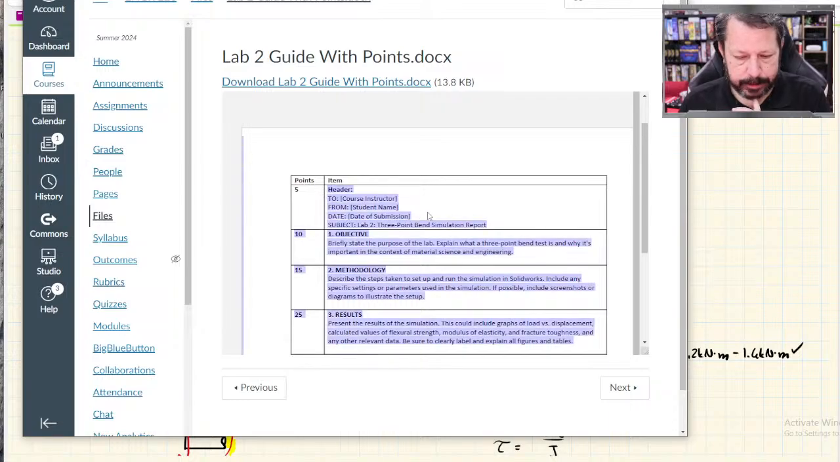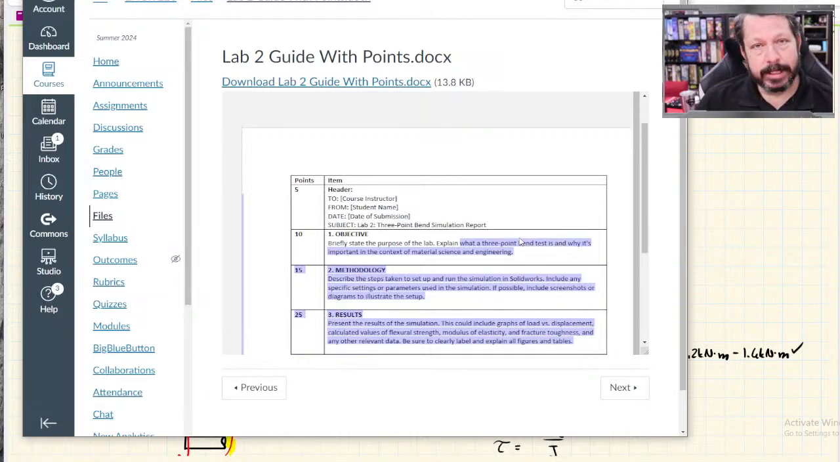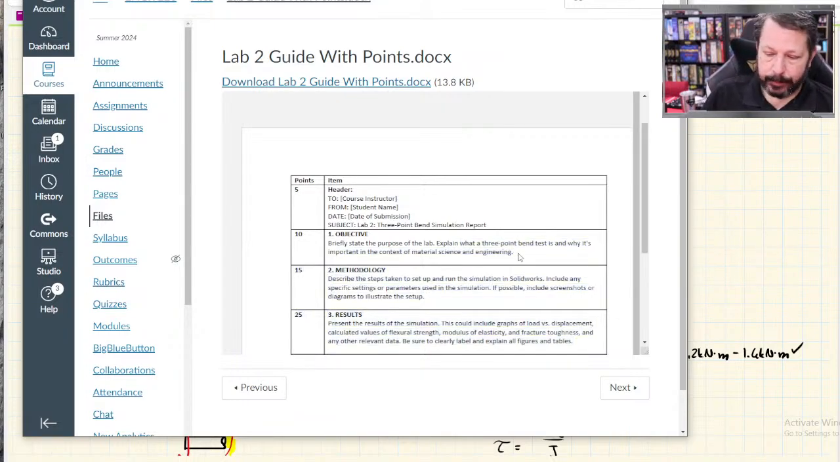So first thing is just a title page. That's pretty straightforward. Second thing here is the objective. So you might have to do a little bit of background research on what a 3-point bend test tells you. Now, what we're doing is a simulation. We're not actually doing a real 3-point bend test. But if you were doing a real 3-point bend test, you had your little planks and your fixtures and you were taking data, then what would you hope to gain by doing a 3-point bend test? That's what this point is talking about.